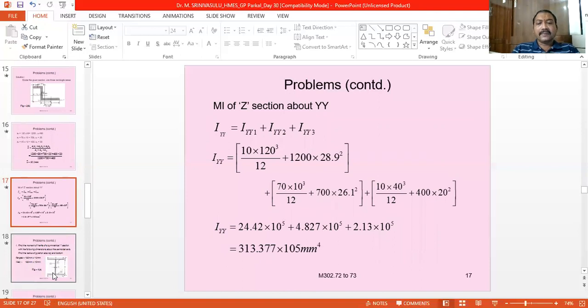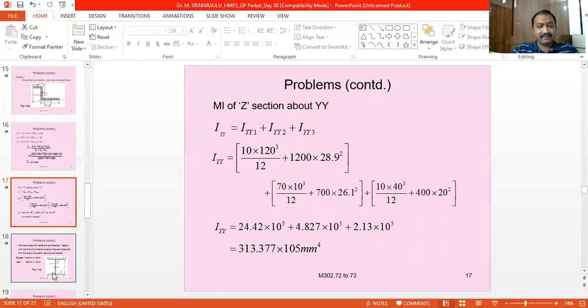Now coming to the MI part, here the moment of inertia of the Z section about yy is equal to Iyy of rectangle 1 plus Iyy of rectangle 2 plus Iyy of rectangle 3. So these three we have to find and add. Here we know all the values.